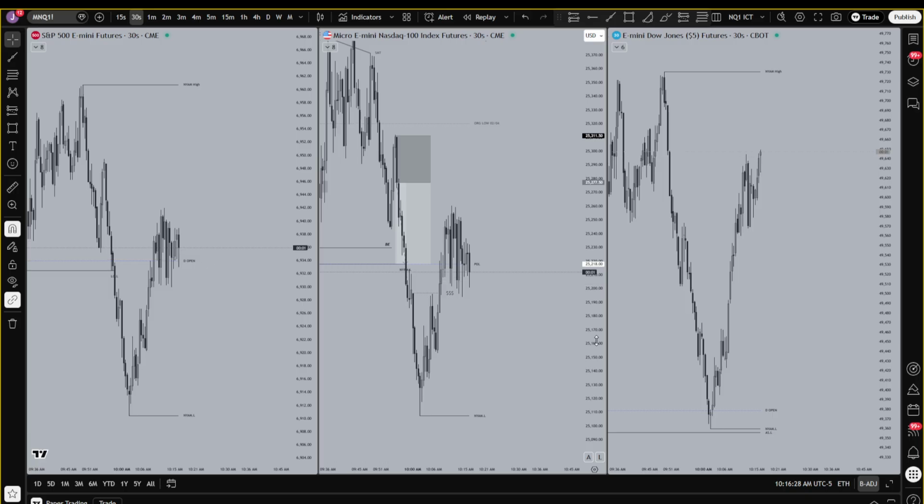If you guys are having difficulty with trailing drawdown, I'd recommend going to Top Step. It's a little bit more expensive, but it's better.